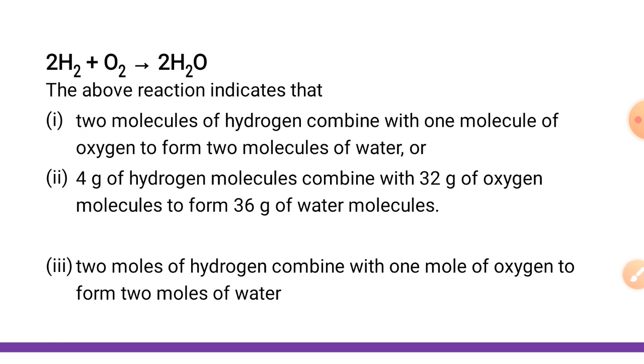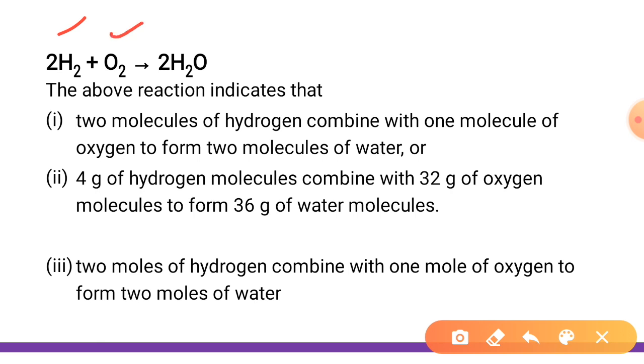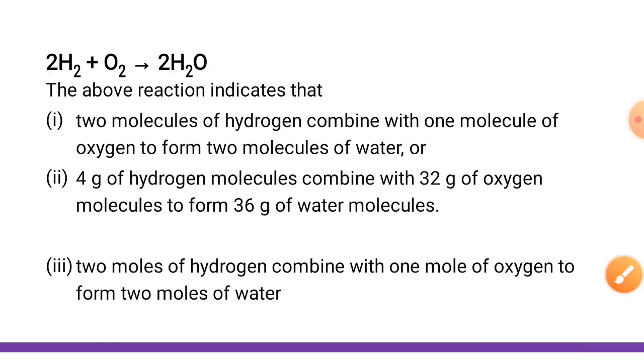Here I have written a chemical equation for you. This chemical equation is regarding the formation of water. Students, when hydrogen gas and oxygen gas combine together, they form water molecules. Now this is a balanced chemical reaction. You can see that two hydrogen molecules are combining with oxygen and forming water molecules. So the numbers which you are seeing tell us a lot of information.